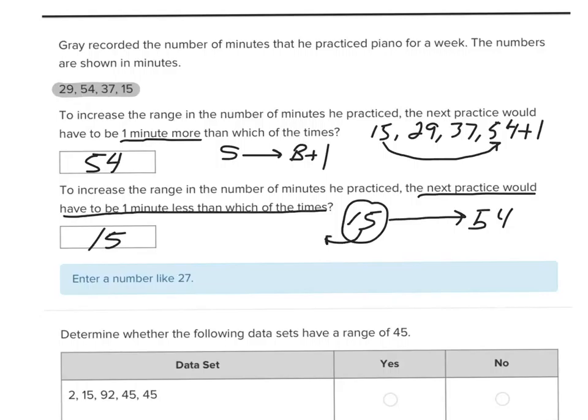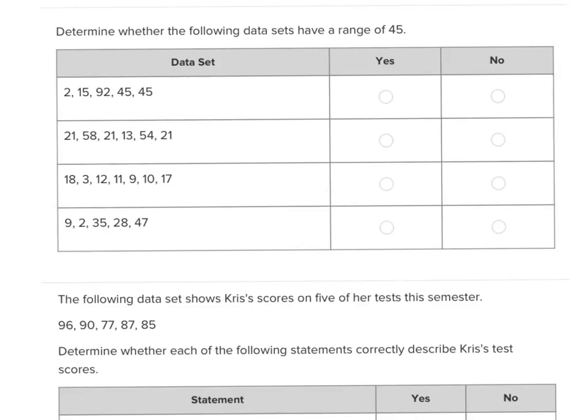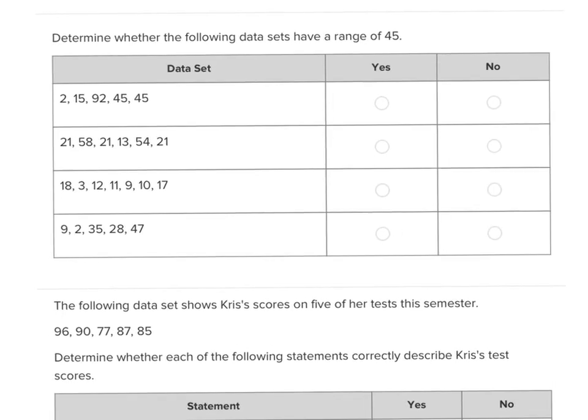Okay? Next question. Determine whether the following data sets have a range of 45. This is just straightforward calculating range. So we've got 92 minus 2 for this range. That's a range of 90, so no. This one we've got 58, that's the largest, minus the smallest one, 13. That does equal 45.